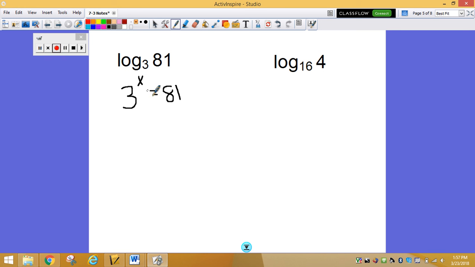To what exponent will give you 81? If you don't know, just start trying. And some of these you're not going to know. So grab your calculators. Try 3 to the third. No, that's 27. Try 3 to the fourth. That's 81. So if x is 4, then that equation is true. 3 to the fourth is 81. So your answer is 4.